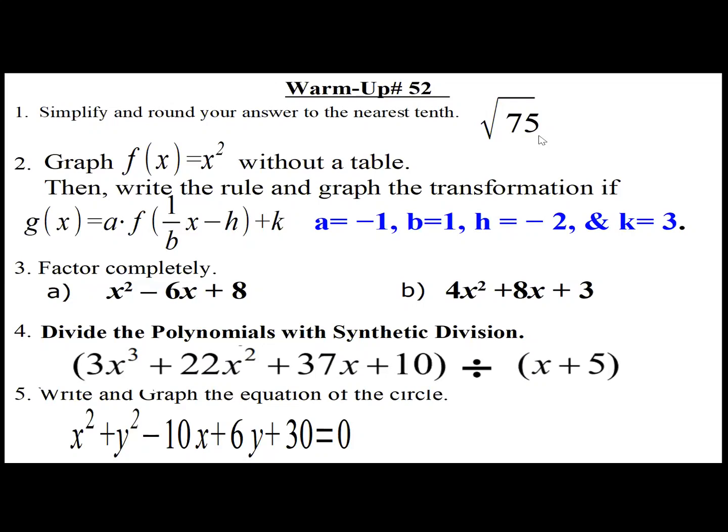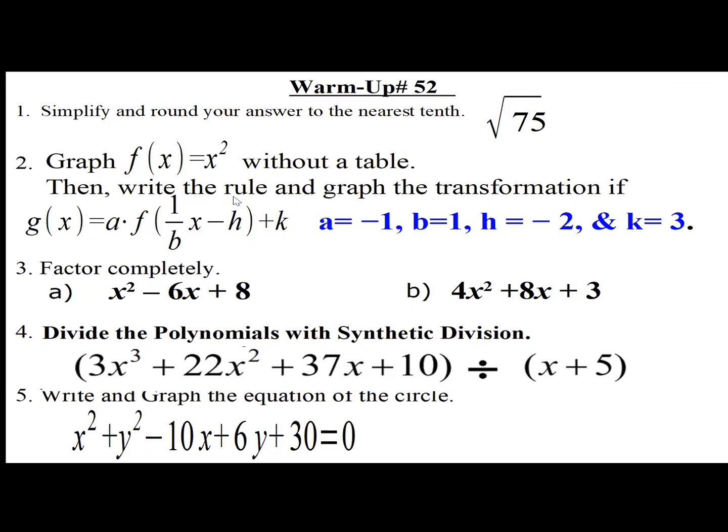Warm-up number 52. Number 1, simplify and round your answer to the nearest 10, square root of 75. Number 2, graph f of x equals x squared without a table. And they give you the rule, g of x equals a times f of (1 over b)(x minus h), plus k, with the parameters a equals -1, b equals 1, h equals -2, k equals 3.